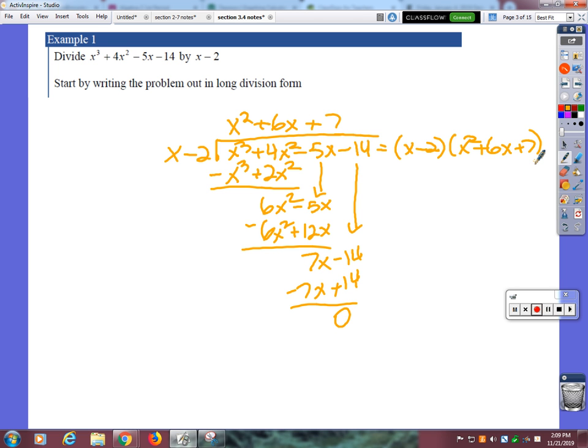Yeah, exactly. So you only use the very front term of this, and you only use the front term of this. And then the other part comes in when you multiply back through. That's exactly correct. Yeah. Yes?